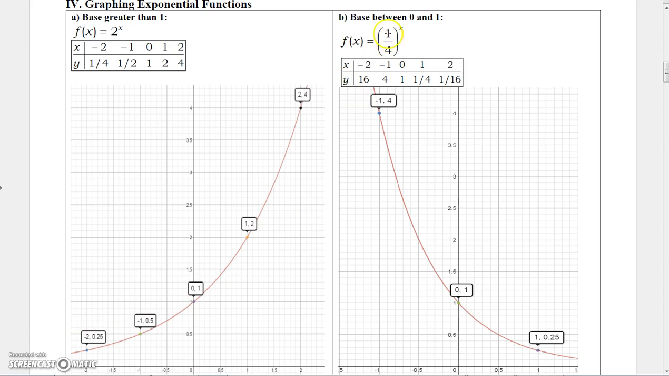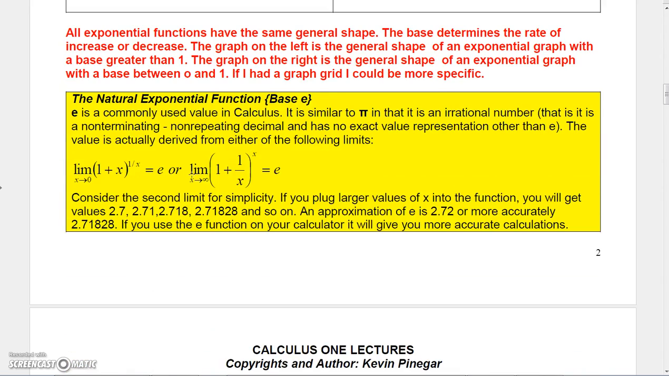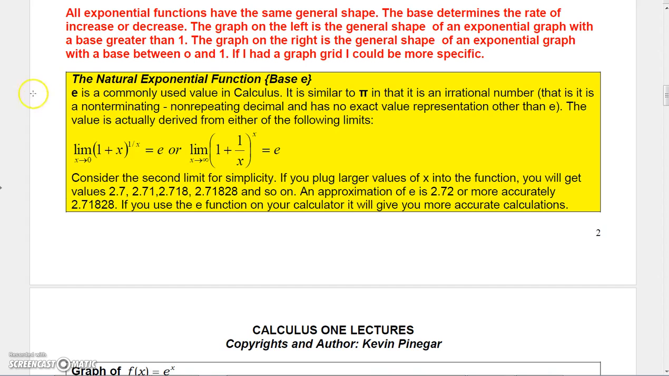And if I wanted to graph 1/4 to the negative x, I could evaluate that at these values. But you can see here I can only get 3 of them to fit on the grid. So when x is -1, I get 4. When x is 0, I get 1. And then when x is 1, I get 1/4. So you can evaluate that. They all have basically the same general shape, and the base determines the rate of increase or decrease.